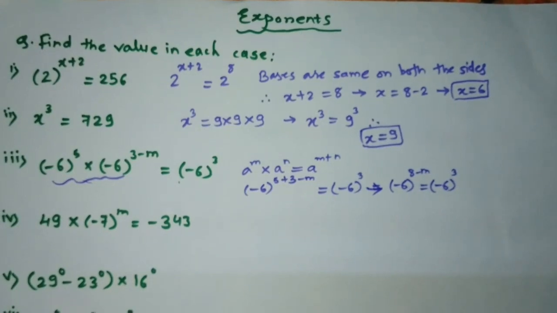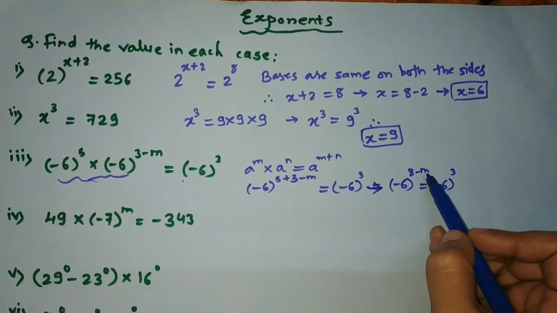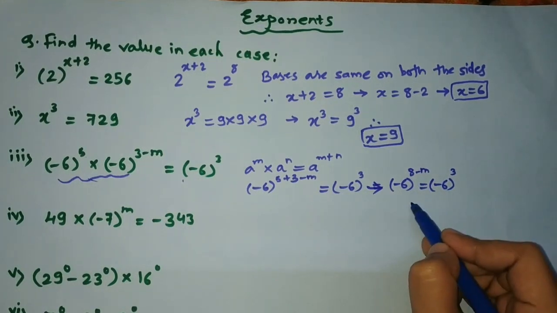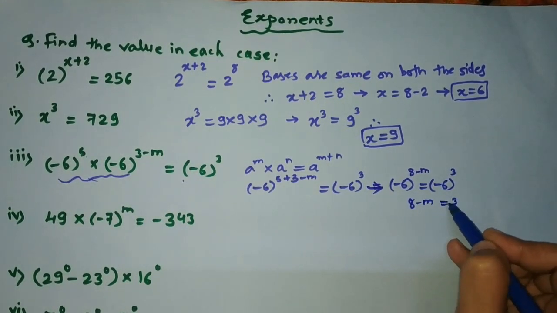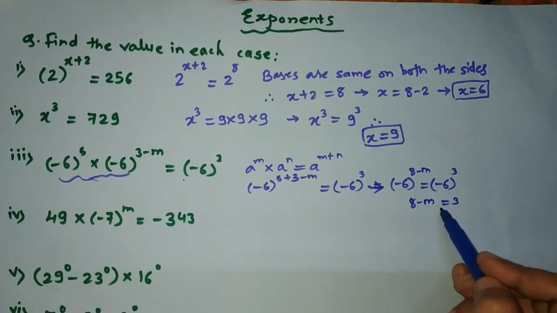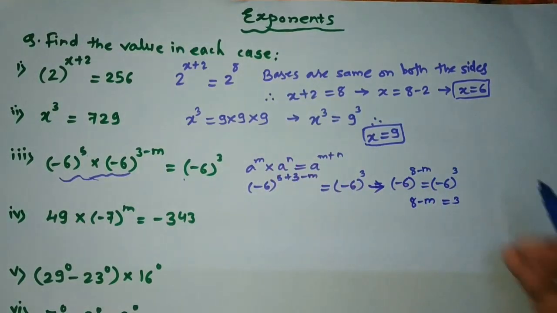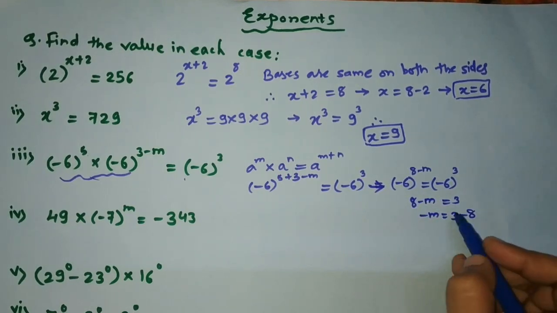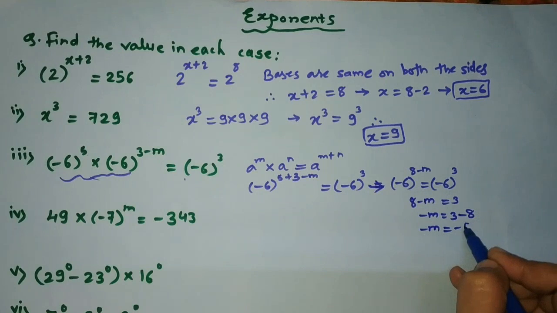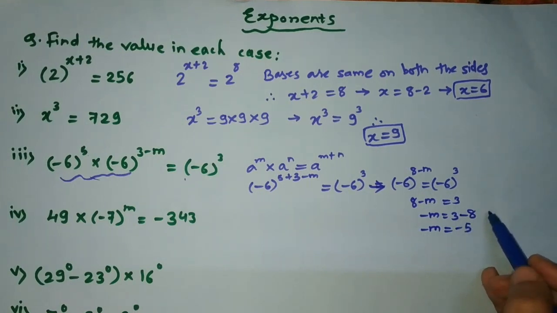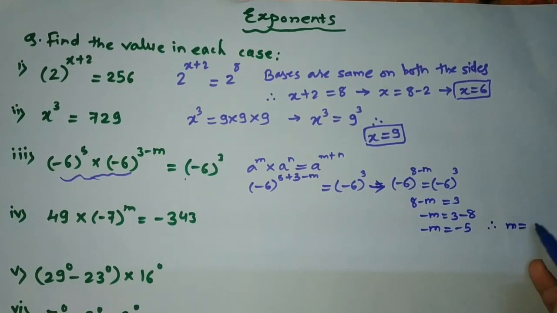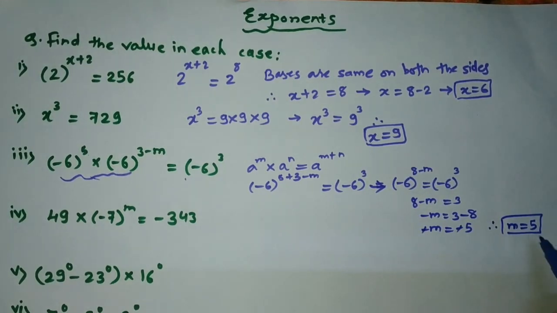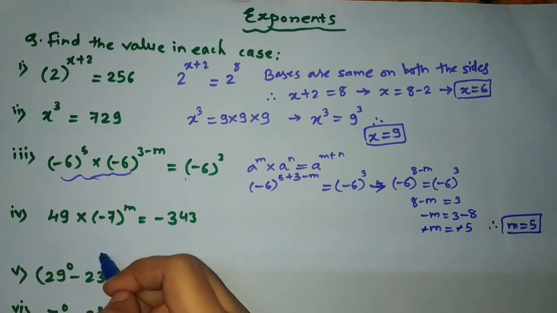Friends, you can see that these bases are equal, so I can equate the powers. I can write 8 minus m is equal to 3. So minus m is equal to 3 minus 8, which is minus 5. One is a positive integer and one is a negative integer, so we can cancel the minus from both sides. Therefore the final answer is m is equal to 5.